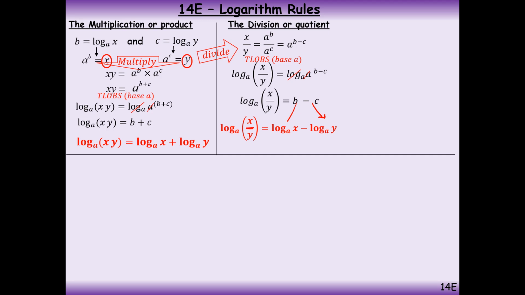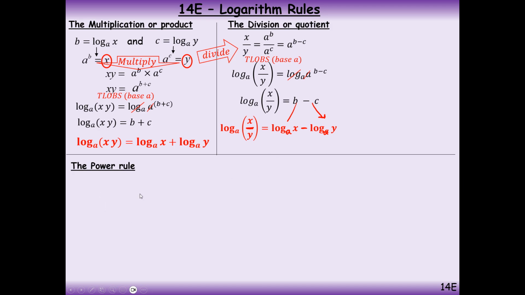If you have a log of x divided by y, you can write it as a subtraction, or vice versa. If you have two different logs and the base is the same, notice the base has to be the same for this rule to work. It won't work if the base of the logs is different.